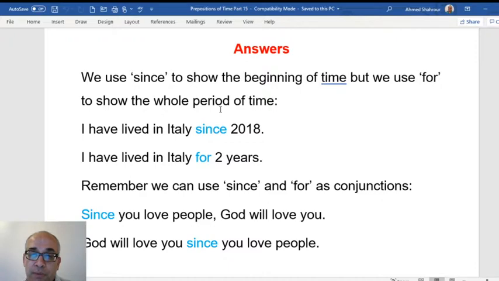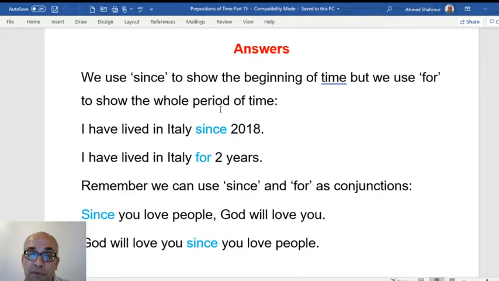For example, I have lived in Italy since 2018. So this means the beginning of the time is 2018. So since, we use it to show the beginning of time. When did I live in Italy? Or when did I start to live in Italy? The beginning of my living in Italy was in 2018.